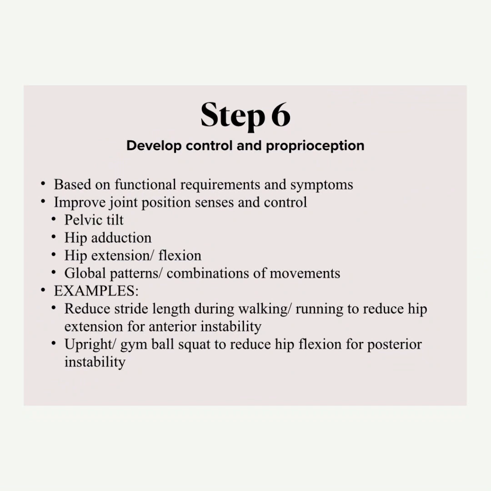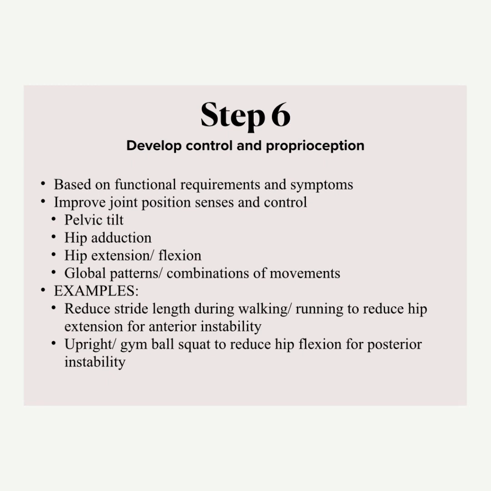And then step 6 is to develop control and proprioception. Again, it's going to be based on functional requirements and symptoms, but we want to try and work on improving that joint position sense and control, and thinking about those movements that are most likely, again, to be linked to their symptoms. So is it around perhaps developing control of pelvic tilt, as we've talked about, or control of hip adduction if that's provocative for them? So maybe your runners that tend to come into quite adductive positions, can you cue them to ensure that the knees don't touch as they run?